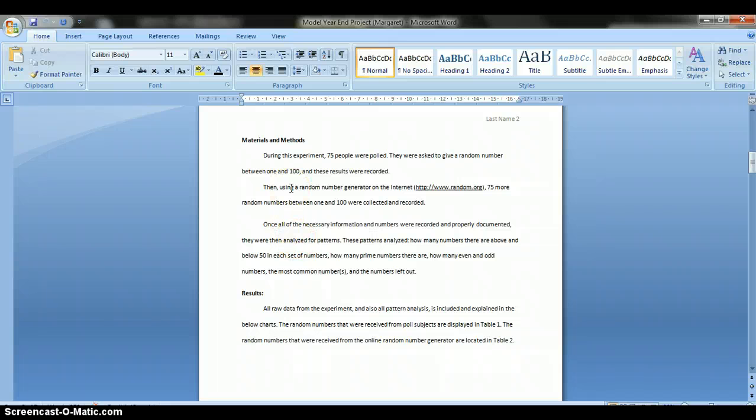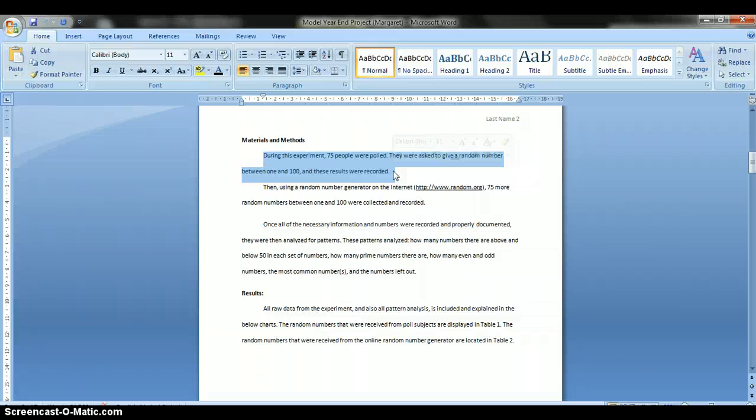So here's the one that was the random numbers. During this experiment, 75 people were polled. They were asked to give a random number between 1 to 100, and the results were recorded. And then it describes, this right here is more your method, okay? And within your method, you're telling me what the materials are. Now, for instance, this one is going to be using people. That is a material, okay? That is a material you might need.